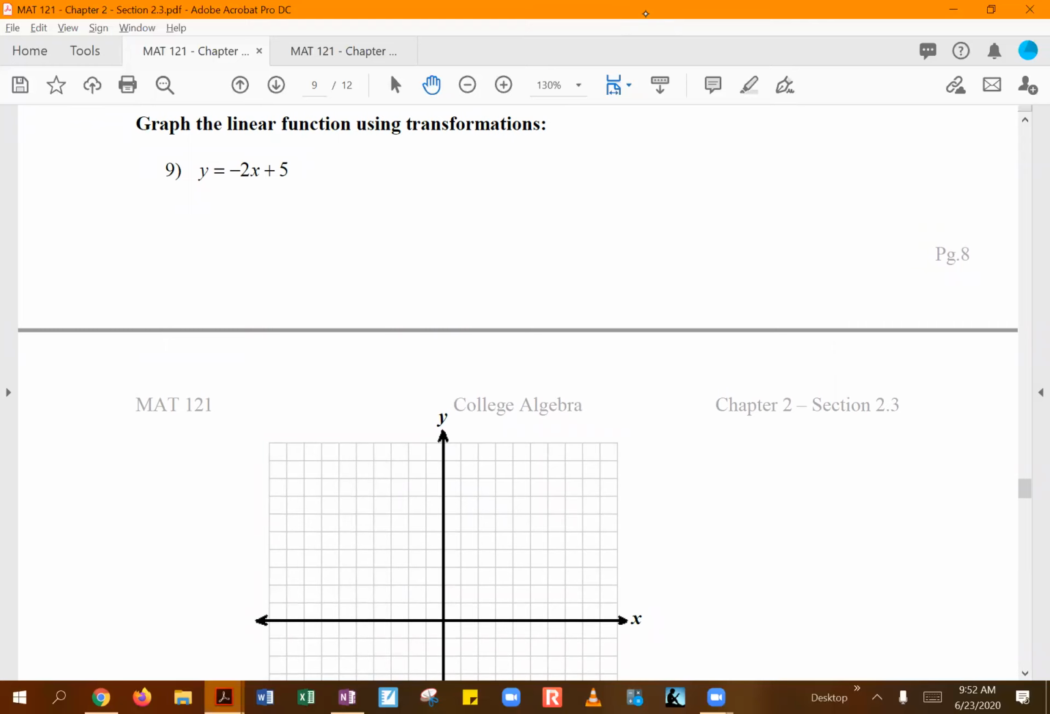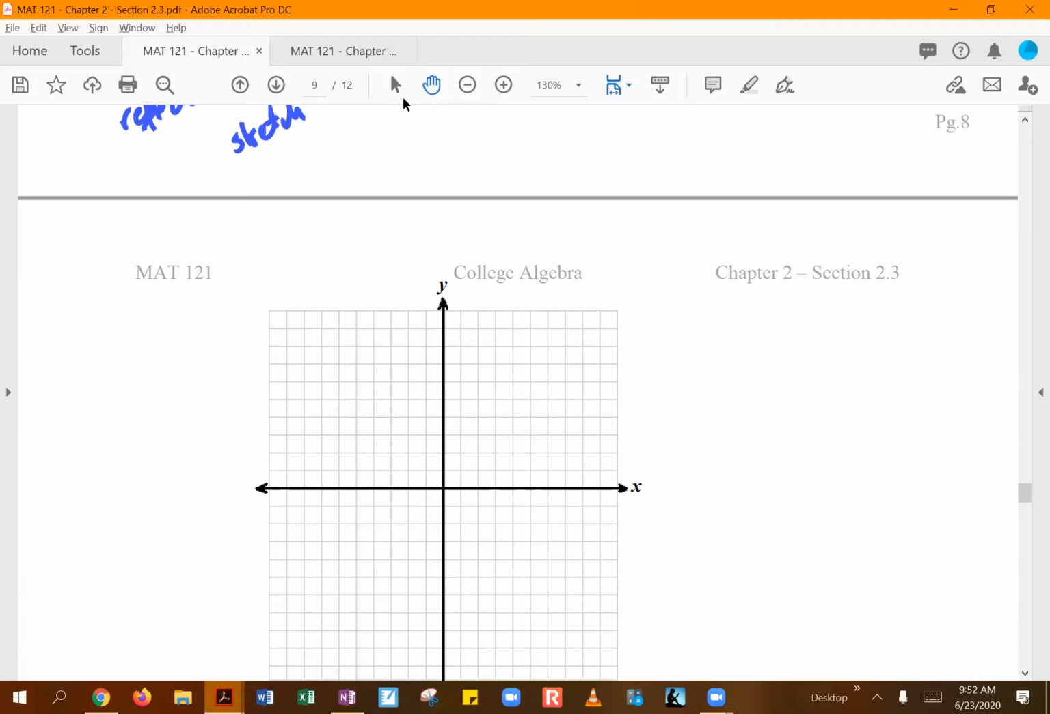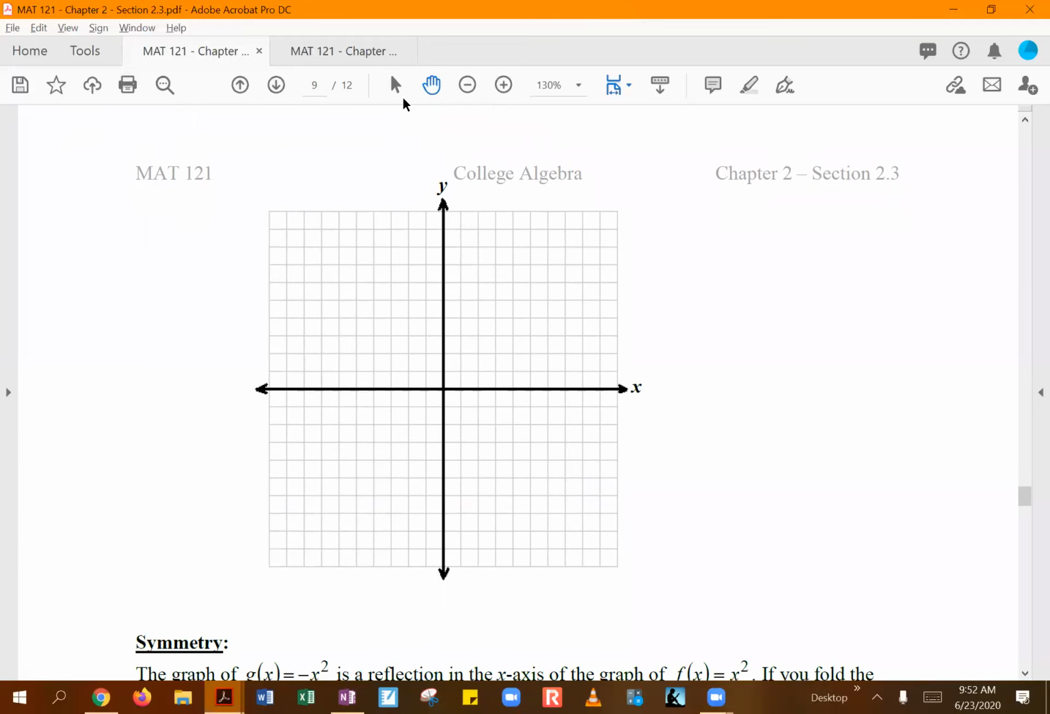Now, if we talk in terms of transformations, that negative is, of course, reflection, right? That 2 is telling us our graph is going to stretch, and that plus 5 is telling us our graph is moving up by 5 units. But now if you graph this just as you would normally graph a line, hopefully we will be able to see that transformation happen. So I'm going to graph our base function y equals x first, which will be at 0, 0 as the origin.